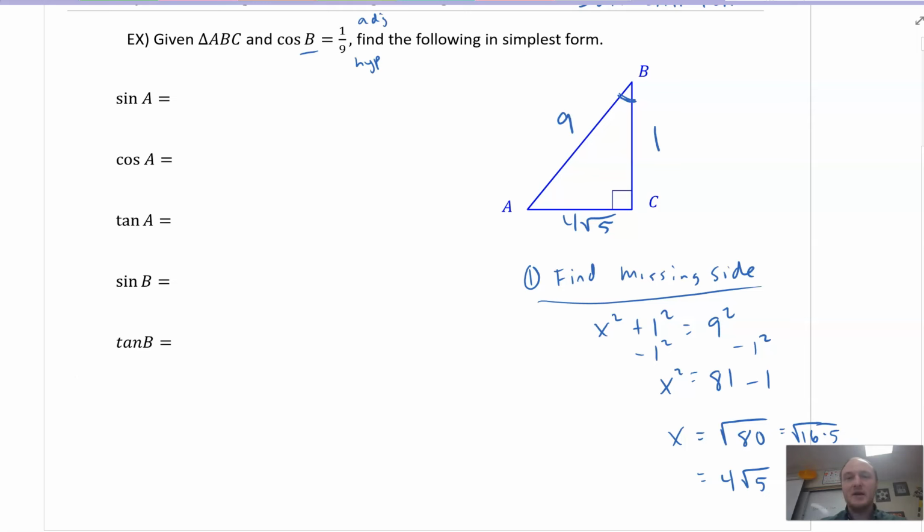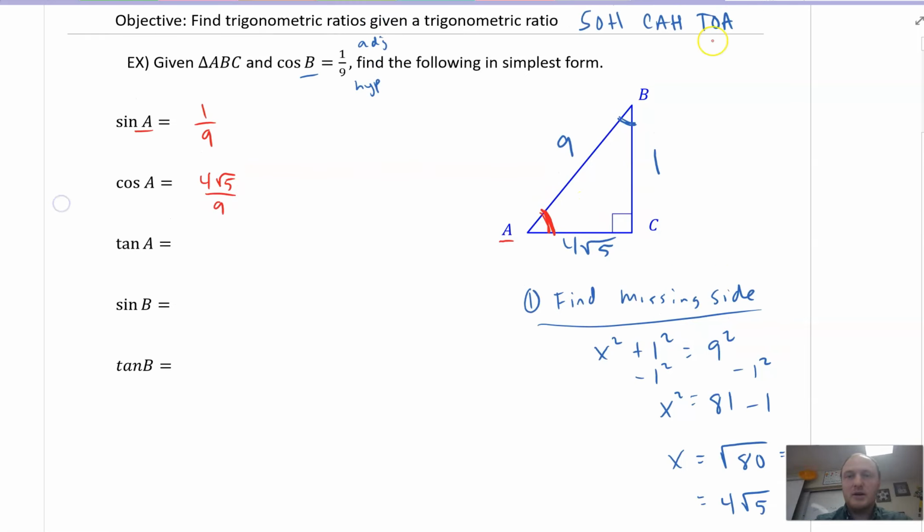So sine of A. Okay, so again, I'm in this angle. So sine of A, right? Here's A. Okay, so 1/9, right? Opposite over hypotenuse. Okay, what's cosine of A? Well, adjacent over hypotenuse. Okay, so that is 4 root 5 over 9. All right, tangent of A. That is opposite over adjacent, right? Opposite over adjacent. So that's 1 over 4 times root 5.